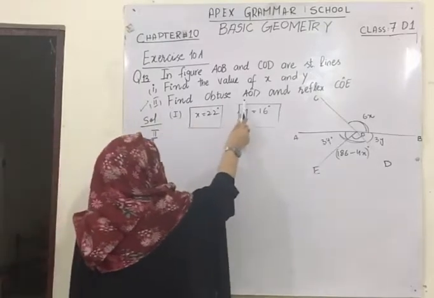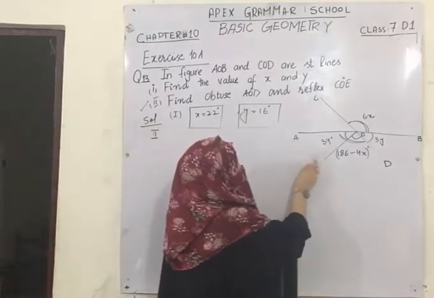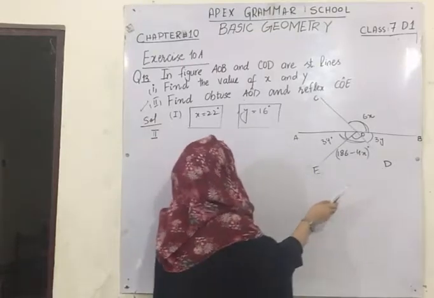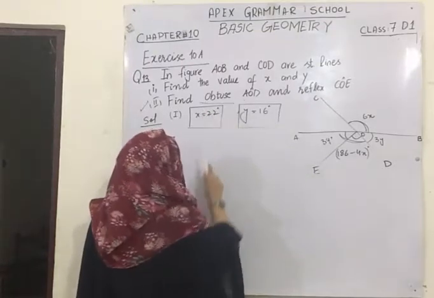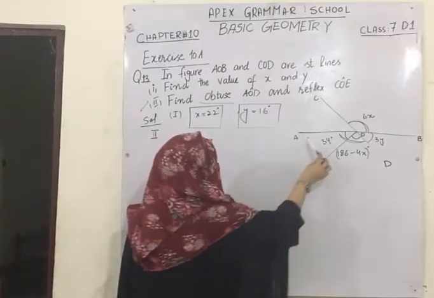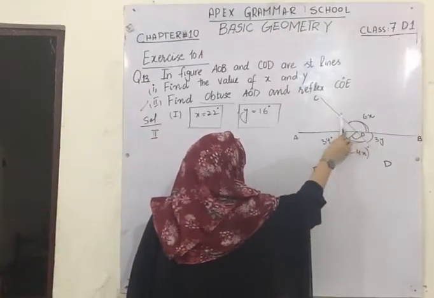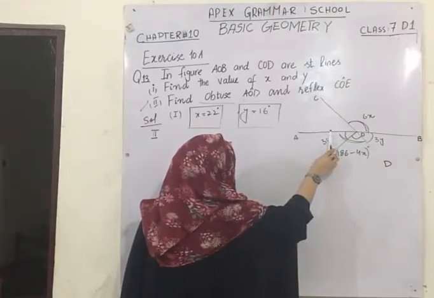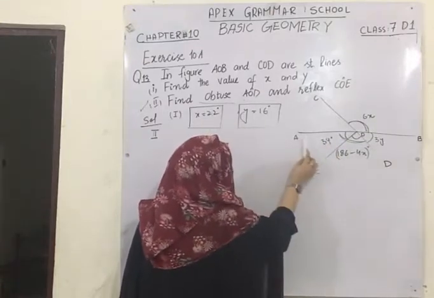Find the obtuse AOD. So this is your AOD. You have to find obtuse. Remember what obtuse angles were? Obtuse angles are more than 90 but less than 180 degrees. If you take this AOD, then it will not be obtuse. It would be taken as a reflex angle. We have to find obtuse, so we will find out AOD.